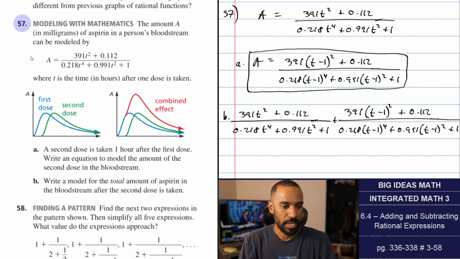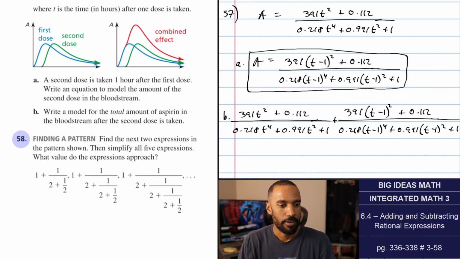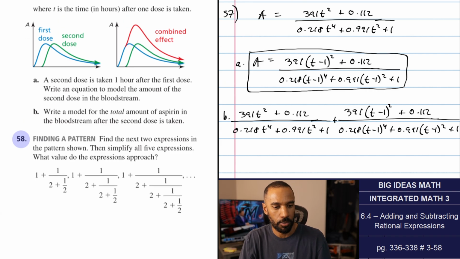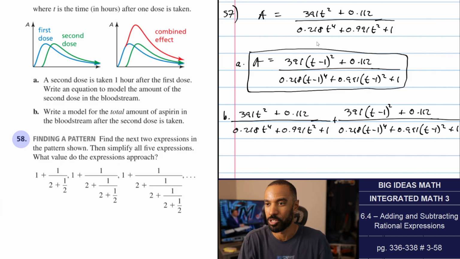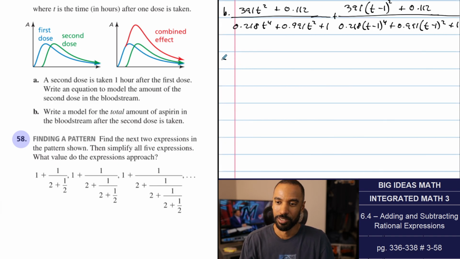I think that's it. Number 58, finding a pattern. Find the next two expressions in the pattern shown, then simplify all 5 expressions. What do the expressions approach? Are you serious? Well, I'm going to copy and paste that to begin with, just so we can figure out the rest of the pattern from there.